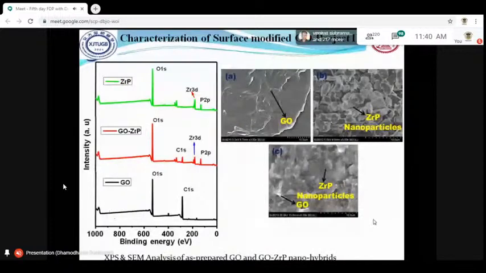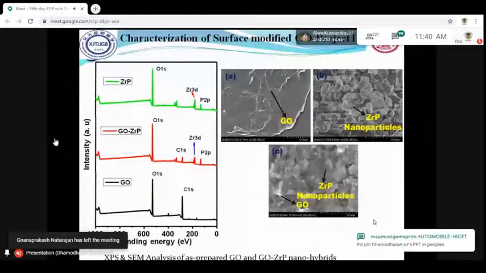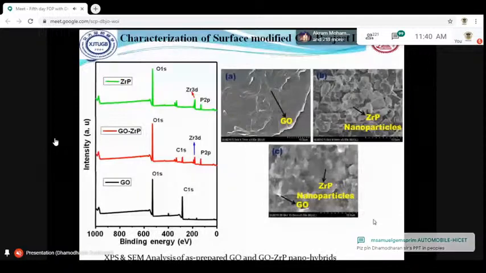So the SEM analysis morphology study is showing that GO has a thick sheet structure, and the zirconium phosphate nanoparticle is showing different structural particles. It doesn't have a proper structure because it is as prepared. So we have some polyhedral structural zirconium phosphate nanoparticles. In the case of zirconium phosphate decorated GO, we can see the patches on the GO sheets. So those patches are visible.